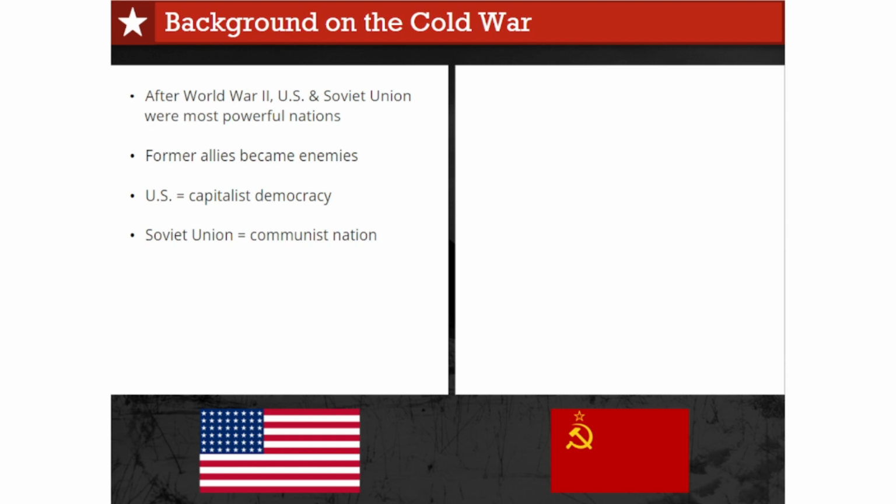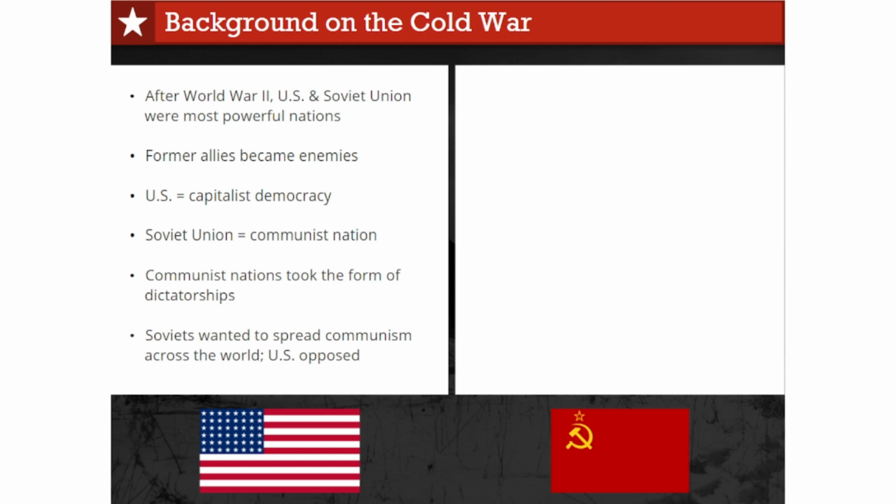Communism is an economic idea that all people should be equal and have the same, by any means necessary. In reality, communist nations like the Soviet Union took the form of dictatorships. Citizens were poor, were the victims of government propaganda, lacked basic rights like freedom of speech, and could not freely elect their leaders. The Soviet Union wanted to spread a communist revolution across the entire world. The U.S. was determined to oppose this.